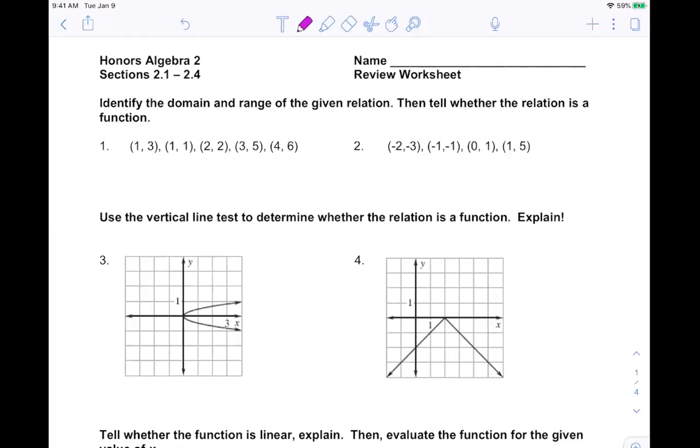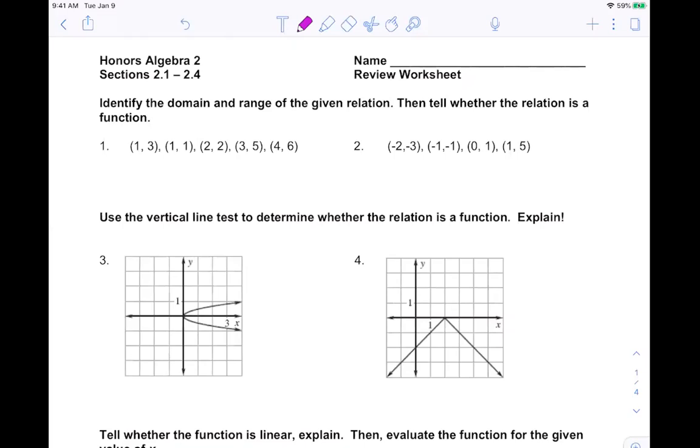So the first pair of problems want us to identify the domain and the range of the relation. Remember, a relation is just pairing x and y together. So once I pair an x and a y together, I have a relation. And then it says, tell whether the relation is a function. Not all relations are functions. So we have to think about what it means for it to be a function. But we're going to wait and just talk about the domain and the range.